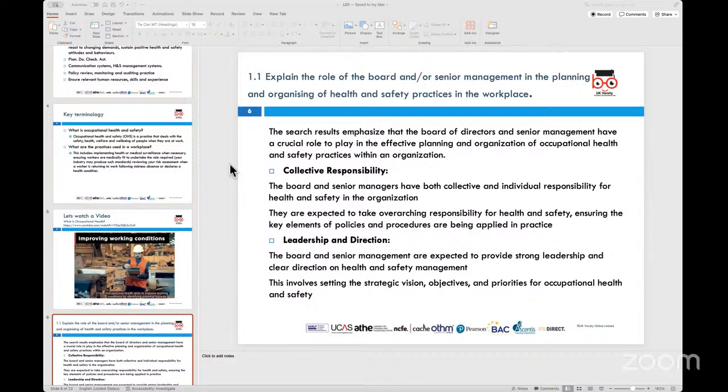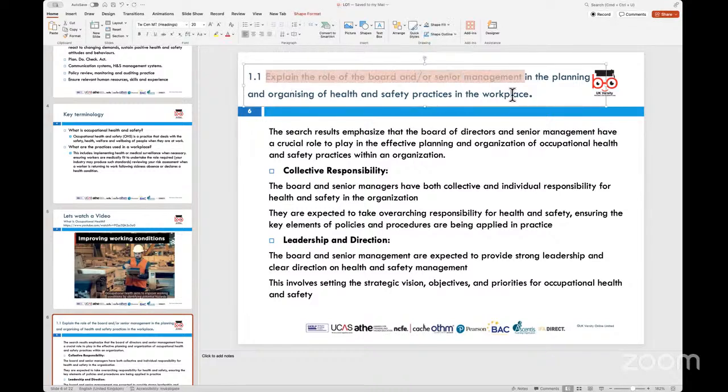Now, let's look at some of the assessment criteria with this background, in terms of what it is asking us to cover in this particular task, learning outcome. The first one talks about explain the role of board or senior management in planning and organizing health and safety practices within the organization.